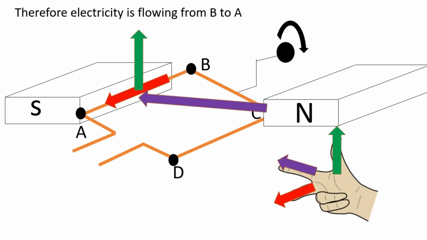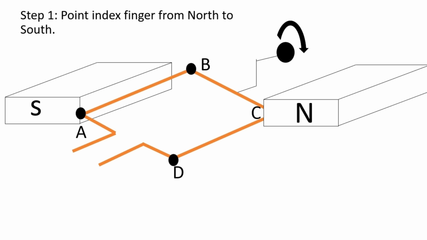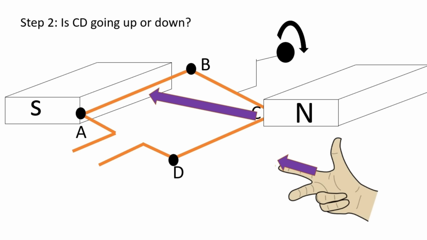Now what we're going to do is we're going to do the same thing, but now we're going to see what is happening on this side. So once again, point your index finger from north to south, okay? So your index finger goes from north to south. Then step 2, you need to look, is CD going up or down? Well, if you look at the direction of rotation here, CD is going to go down.